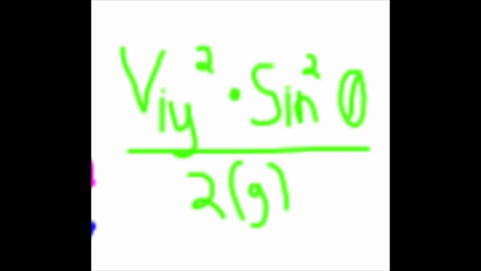Once we know that, to find the maximum height, we use the equation the initial velocity squared times sine squared theta, and theta is the angle at which we launched our rocket, and all of that over 2 times gravity.